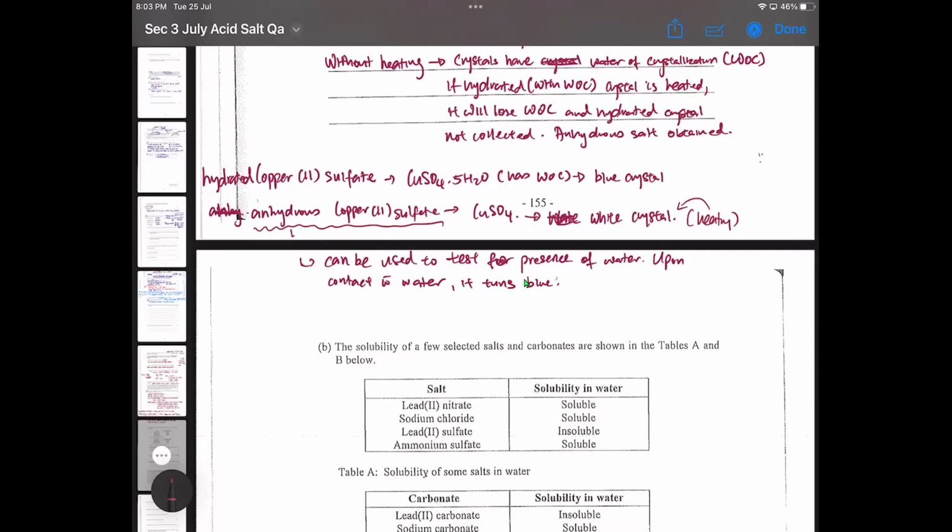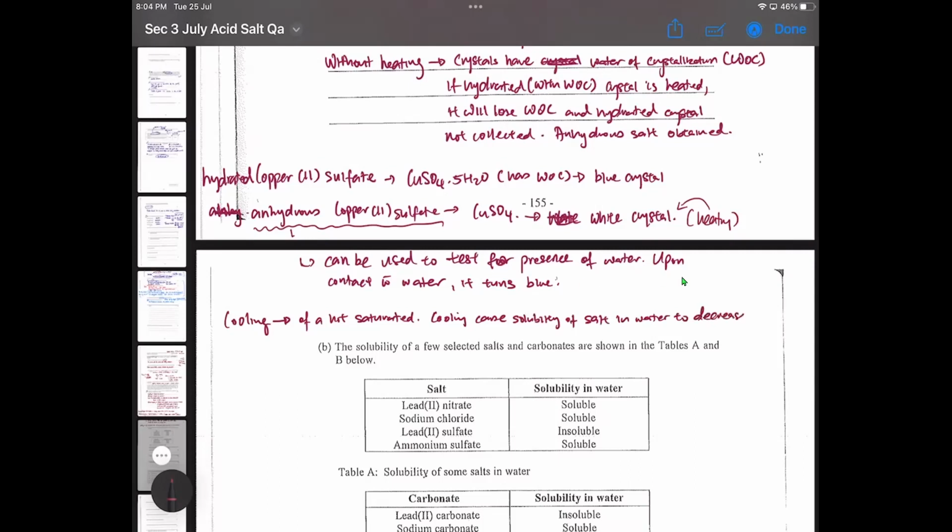Okay, the next part I'm going to talk about is why cooling makes the crystals pop out. In very simple terms, cooling, especially cooling of a hot saturated solution. Think of it as hot water versus cold water. Hot water will dissolve something much better than cold water for sure. So cooling will cause the solubility of the salt in water to decrease.